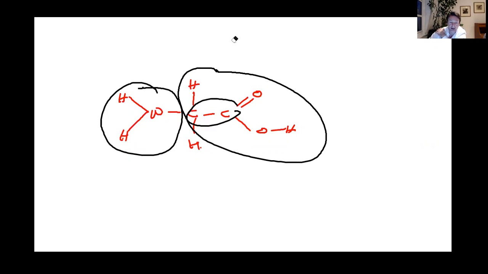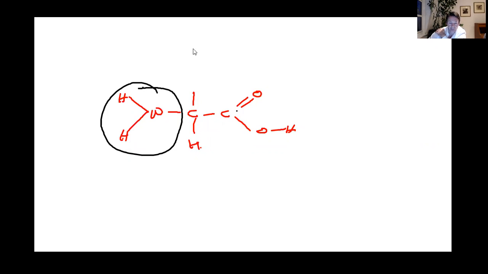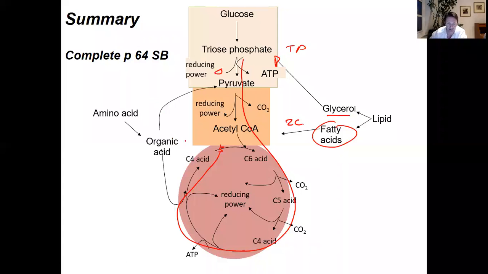Now, it depends on what the R group is, because if the R group is more complicated, so you've got more carbons in the R group, then it's going to go in at a different stage of the Krebs cycle, because you're going to make a bigger organic acid. So when you see the products of amino acid breakdown entering at different stages, that's because the R group is going to change what the organic acid is after it's been deaminated.